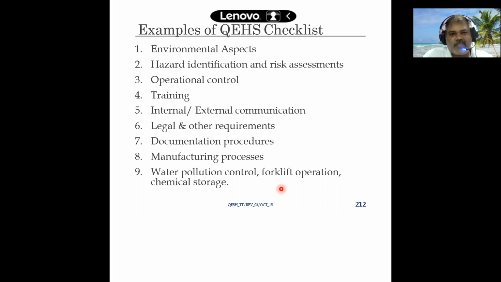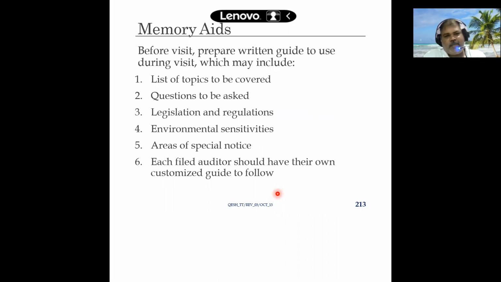Your example of a QHR checklist, let's say for environmental aspects: your hazard identification and risk assessment, your operational control, training, internal and external communications, and legal and other requirements. And you go for documentation procedures, manufacturing process, water pollution control, forklift operation and chemical storage, those things. So these are memory aids. Before the visit, you would prepare a written guide to use during the visit, which may include a list of topics to be covered.